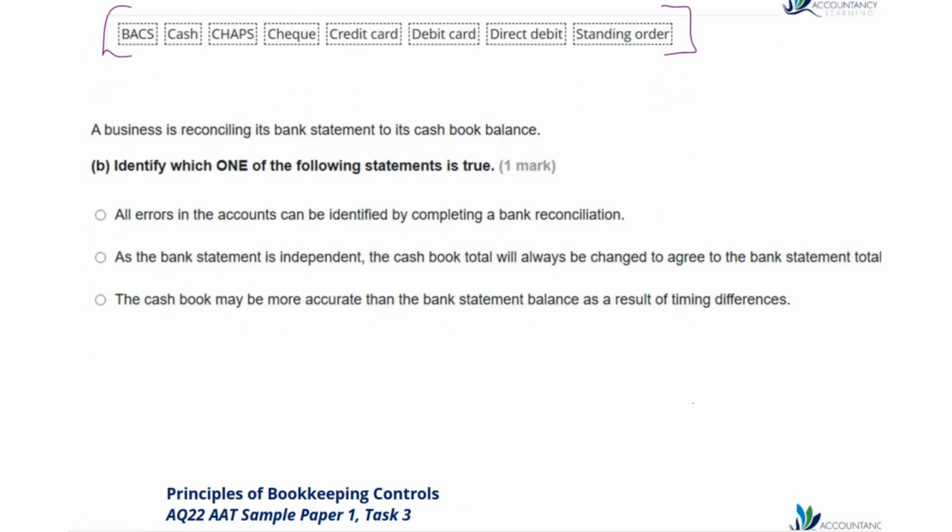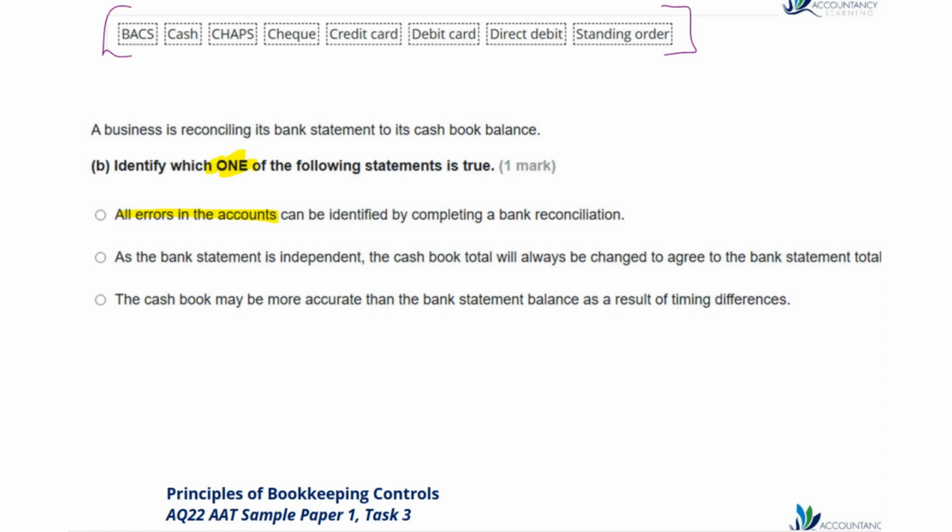A business is reconciling its bank statement to its cash book balance. Identify which one of the following statements is true. Then we've got: all errors in the accounts can be identified by completing a bank reconciliation. So we're talking about all errors in the accounts. Well, the bank reconciliation isn't going to be affecting all accounts. So that one cannot be true.